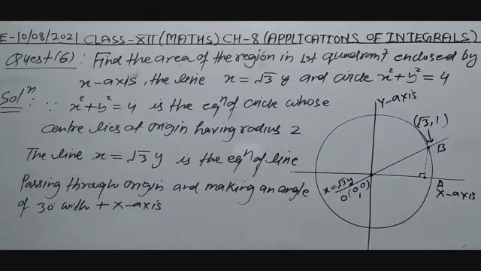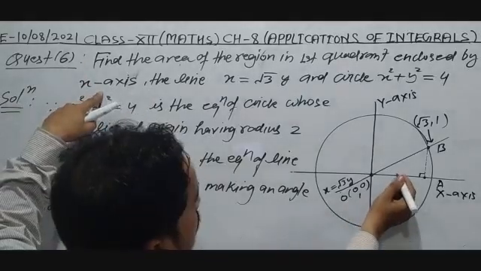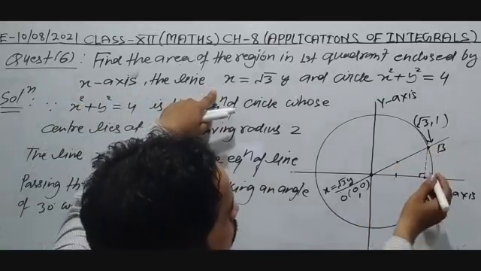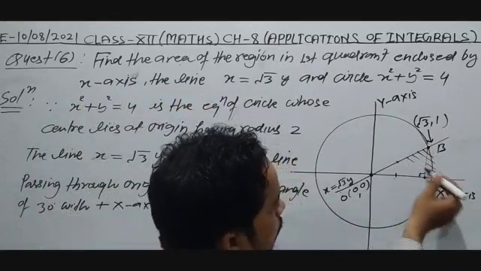We have to find out the area of the region enclosed in first quadrant by x axis. This is x axis, this is the line, and this is the curve. So this area we have to calculate. This whole area we have to calculate.